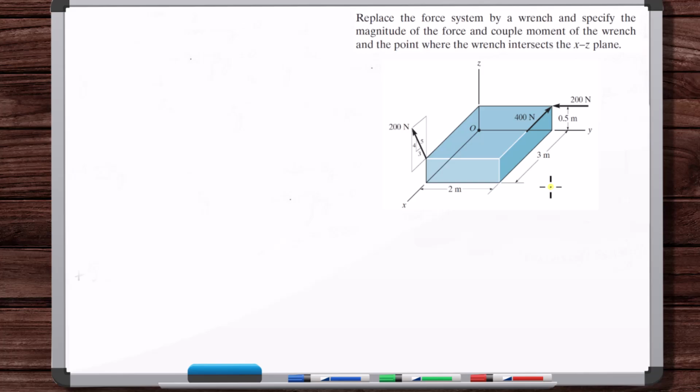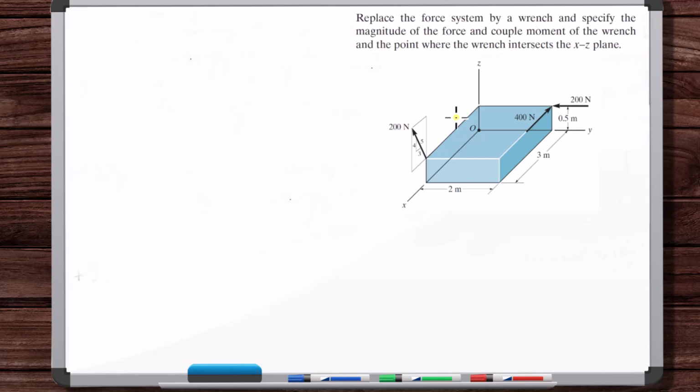Remember, this is a general force system, so it's not a special case. The forces aren't coincident, they're not coplanar, they're not parallel. Just the general case. The simplest form you can reduce it to is a wrench. To do this, we're first going to reduce this to a resultant force and couple moment at point O.